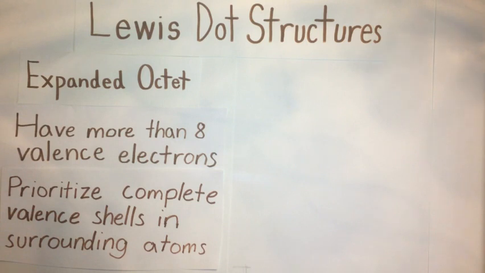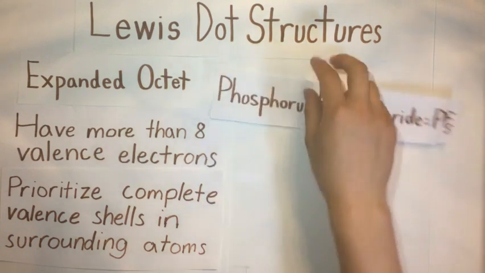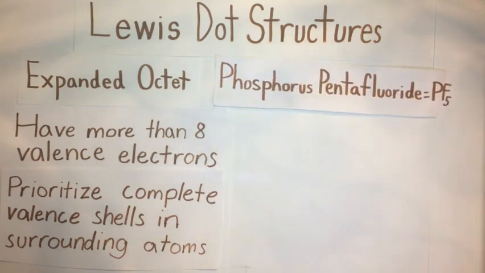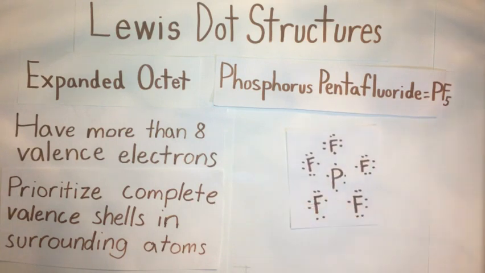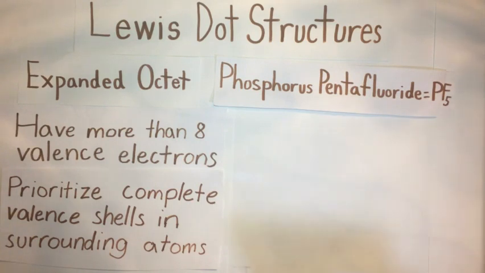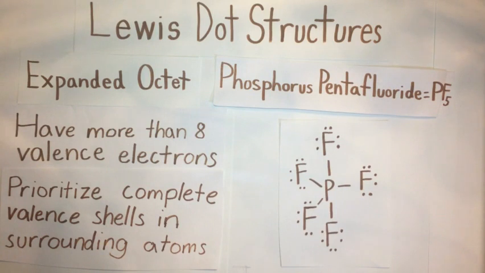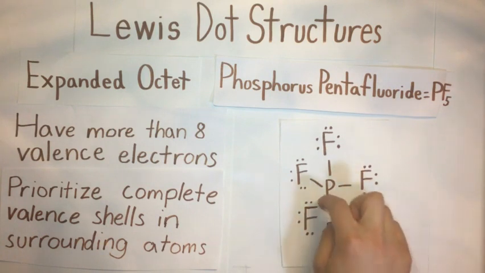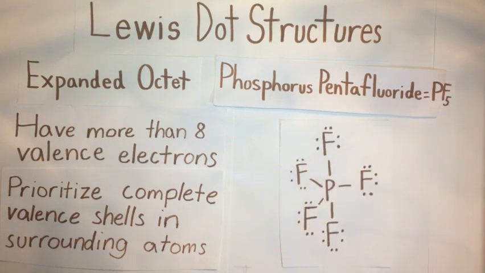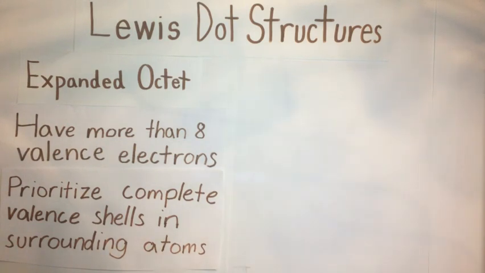With that in mind, here are some examples. Phosphorus pentachloride, PF5, looks like this without any covalent bonds. Its Lewis structure looks like this. See how each of the valence electrons in the central phosphorus atom is bonded to a fluorine. This creates full valence shells in all the fluorines, but gives phosphorus an expanded octet. That's okay, because phosphorus is a period 3 element and can have an expanded octet.